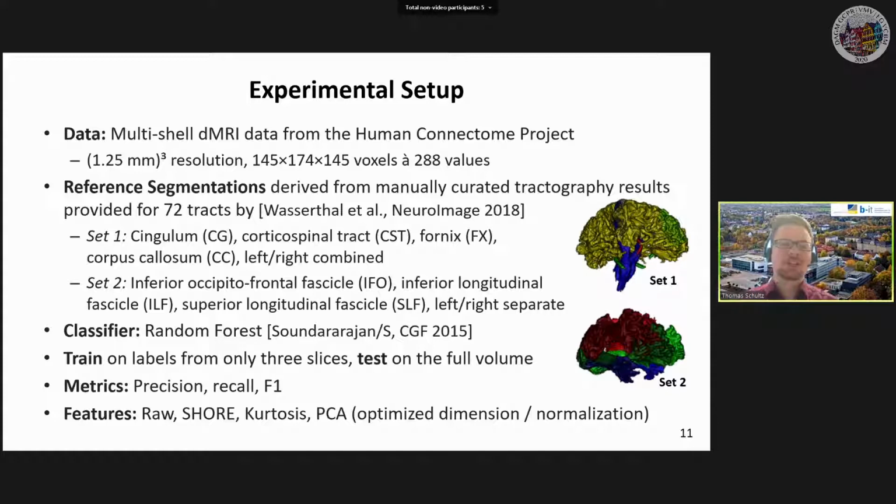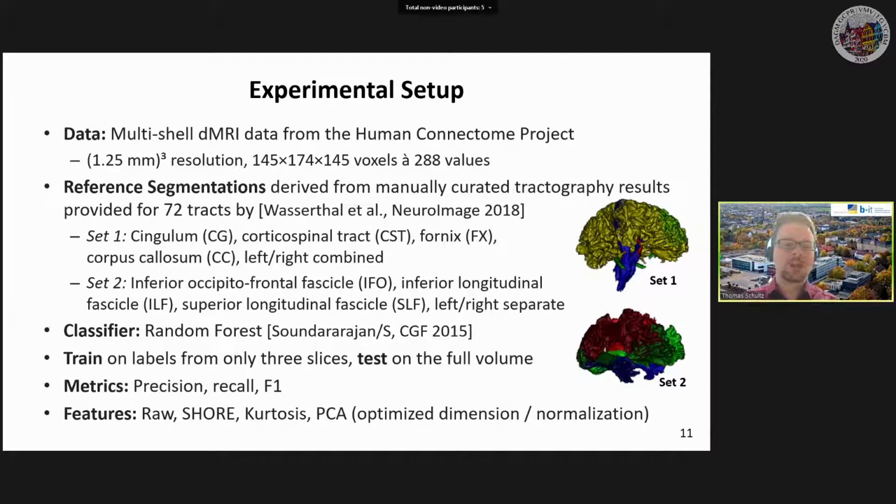Making reference segmentations is very time-consuming. Fortunately, we could reuse ones that have been published by another group from Heidelberg, by Wasserthal et al. So they went through a lot of manual effort to curate tractography results for 72 tracts. Of course, trying to get all of them in one single interactive session is not a plausible task. So we had to distill, we reduced it into smaller, more feasible sets.